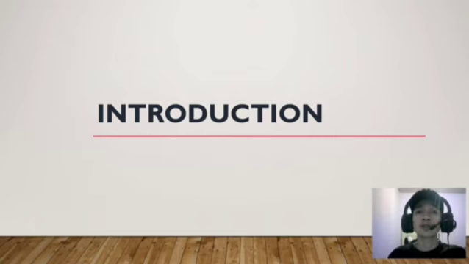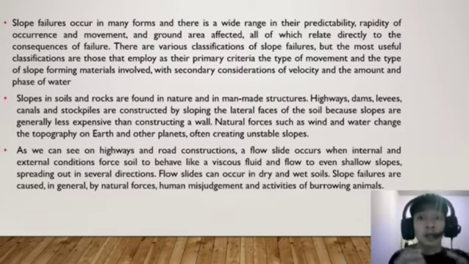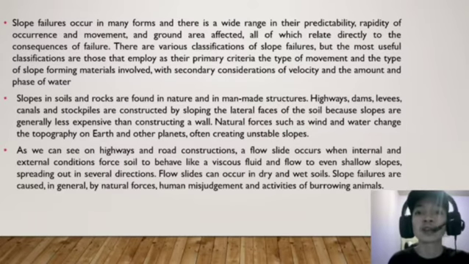I want to discuss the introduction to slope failure. Slope failure occurs in many forms and there is a wide range in their predictability, rapidity of occurrence and movement, and ground area effect, all of which relate directly to the consequence of failure. There are various classifications of slope failure, but the most useful classifications employ as their primary criteria the type of movement and the type of slope.